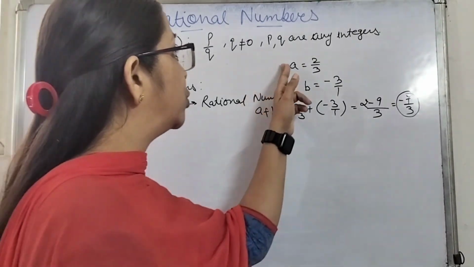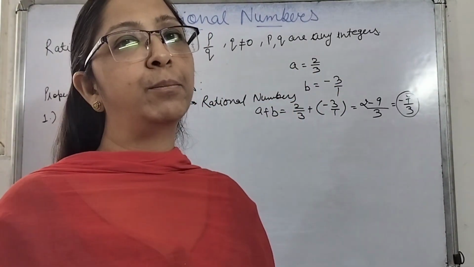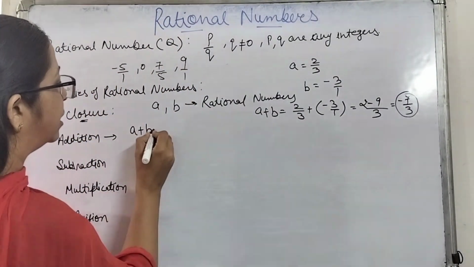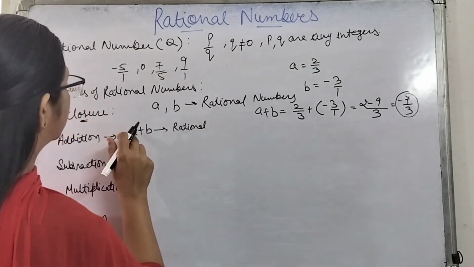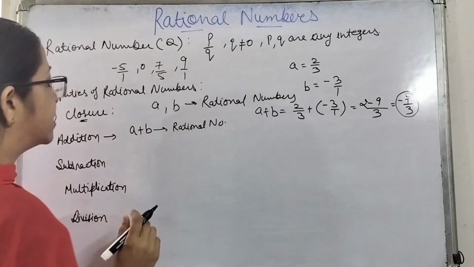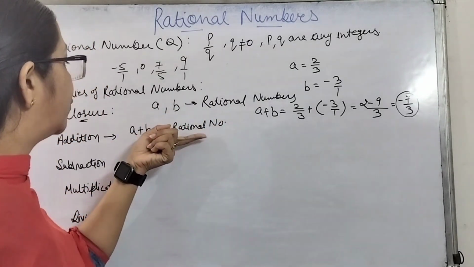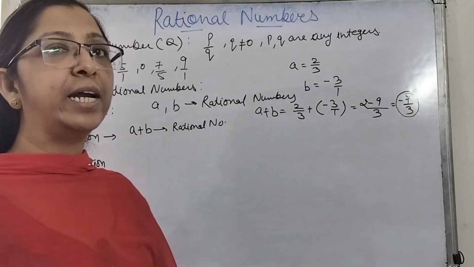So whatsoever two rational numbers you take, the sum of these two rational numbers will always be a rational number. So the sum of two rational numbers is always a rational number. So we will say that rational numbers are closed under addition. The sum of any two rational numbers will always be a rational number.